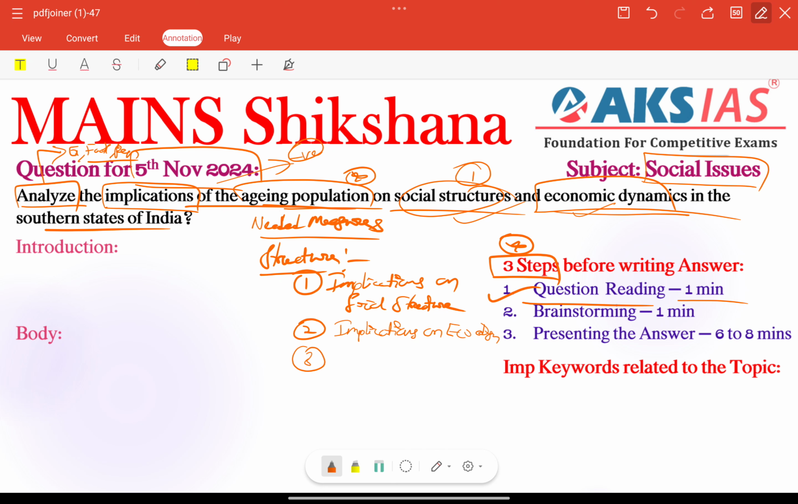So next, coming to needed measures. Already we are writing some challenges, right? No need to write further challenges. So needed measures before concluding, very important. So this is the perfect structure according to the keywords of the question.